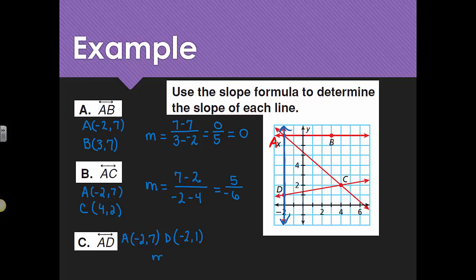Okay, so when I find my slope, I'm going to do the change in y, or the difference in y's, or subtract my y's. Lots of different ways you can say it. On the top, 7 minus 1, and -2 minus -2 on the bottom.